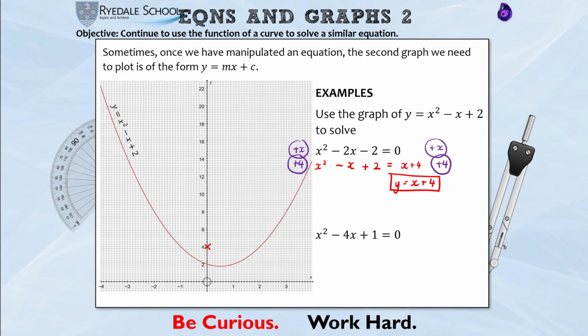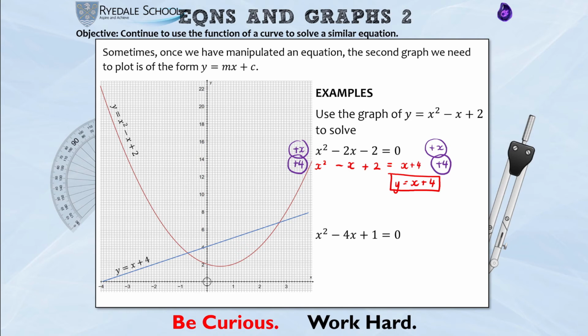So we could work out some other points. When x is 2, y is 6. So it's going to go through 2, 6. Could also do the same here. When x is negative 2, it's going to go through 2. You plot these as carefully as you can, because I have already got the graph ready. So there is my equation of y equals x plus 4.